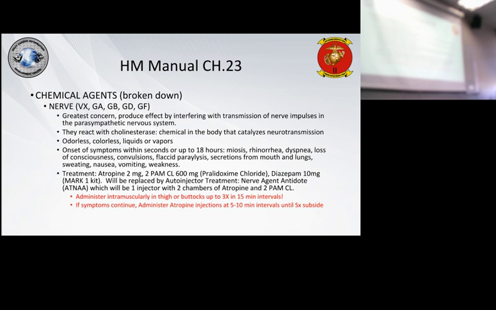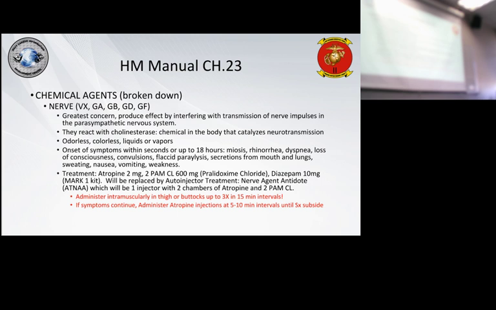The treatment. I have seen where they do ask for the treatment, and it's atropine, 2 milligrams, 2-PAM chloride, 600 milligrams, diazepam, 10 milligrams. It's the Mark 1 kits as well, and will be replaced by the auto-injector treatment, the nerve agent antidote, which would be 1 injector, 2 chambers of atropine and 2-PAM chloride. You administer intramuscularly on the thigh or the buttocks 3 times in 15-minute intervals.